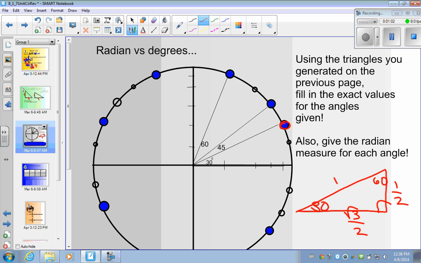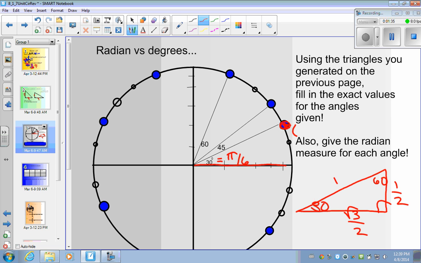So 30 degrees is how many radians? Anybody remember that one? It is pi over 6. How did you remember that? Good job. It is pi over 6. And I think that's probably the most important one. That and the pi over 4 one are very important. You'll see why later.